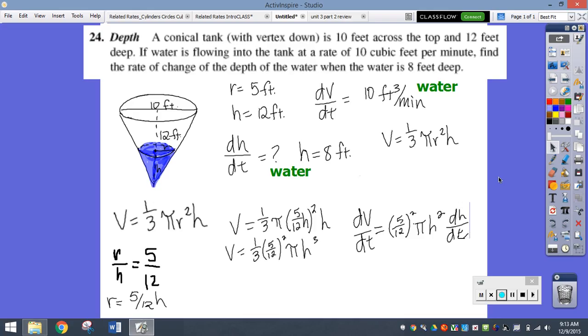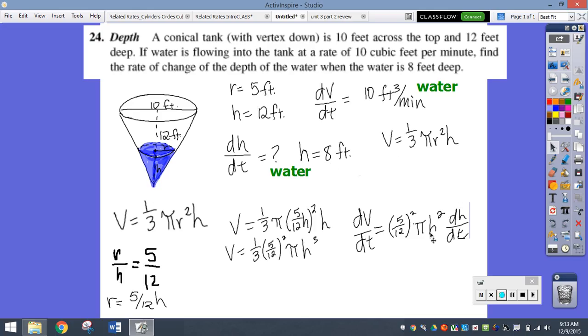And just to go back a little bit, one thing that I didn't discuss is the fact that we don't want to plug 8 feet into the volume before we take the derivative, because 8 feet is dependent upon time. It's a changing measurement. And so you don't plug any measurement in that's changing until after you've taken the derivative.